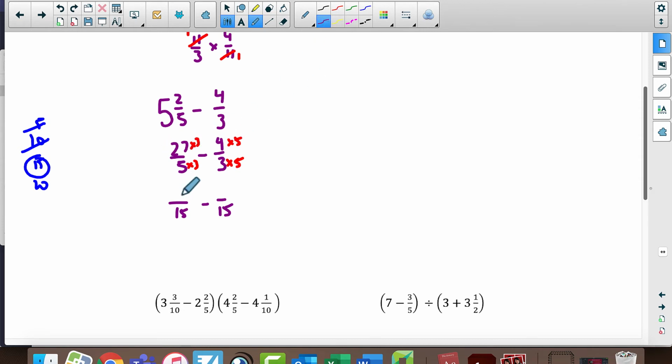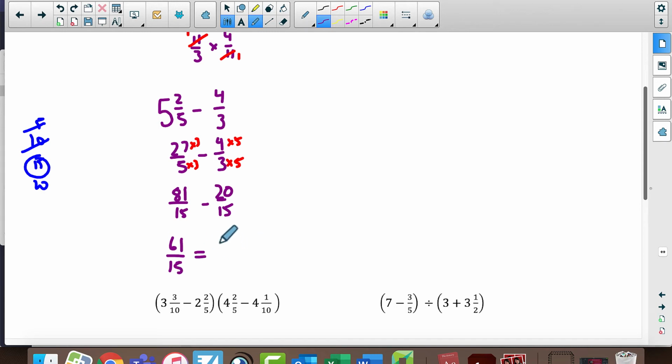27 times 3. Break out the calculators, everyone. It's 81. 4 times 5 is 20. So let's subtract. Denominator stays the same. And 81 minus 20 is 61. There you go. That's fine. Not sure if it's in lowest terms. It might be easier to tell if you put it in mixed form.